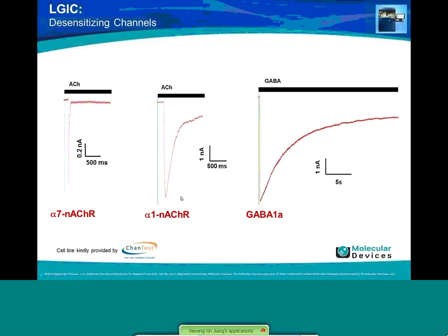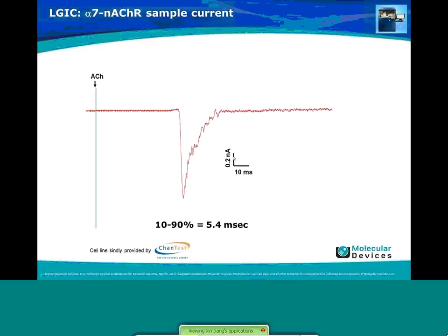In comparison, there are other channels that desensitize a little slower, like the alpha-4 beta-2 nicotinic receptor and the GABA channel. And in the zoom of the alpha-7 nicotinic receptor, the 10 to 90 rise time of the channel is only about 5.4 milliseconds. So it's really, really challenging to record this current.